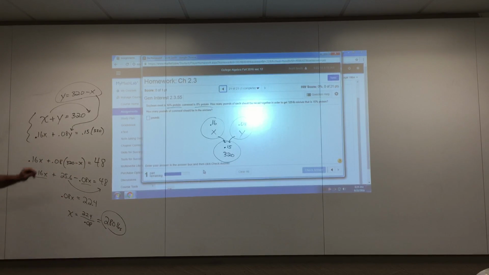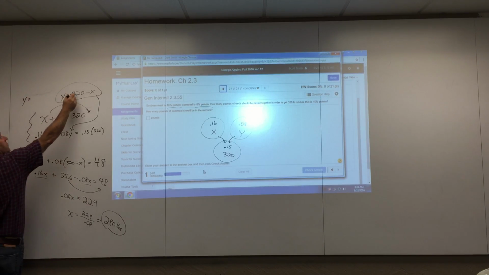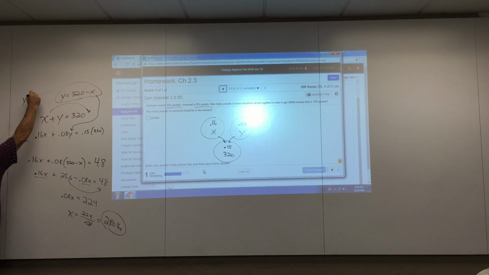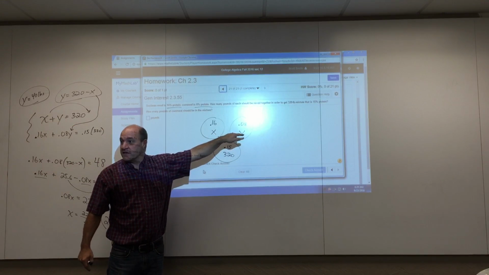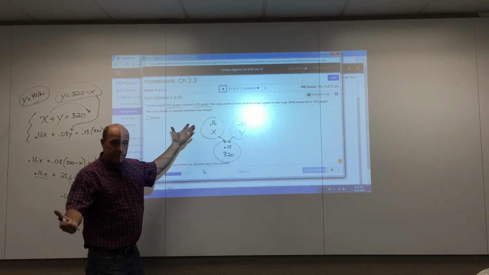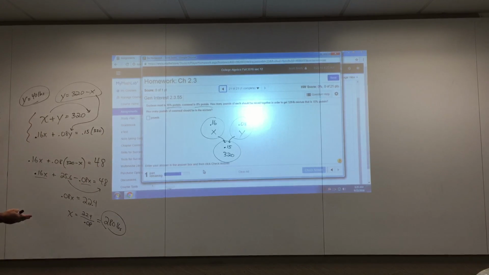If X is 280, I can go back to the top and tell you what Y is. Y is 320 minus 280. Y is 40 pounds. And that's kind of what we predicted. We said we wanted a lot of this stuff and a little of this stuff. And that's the actual answer. Those are the actual amounts we want.